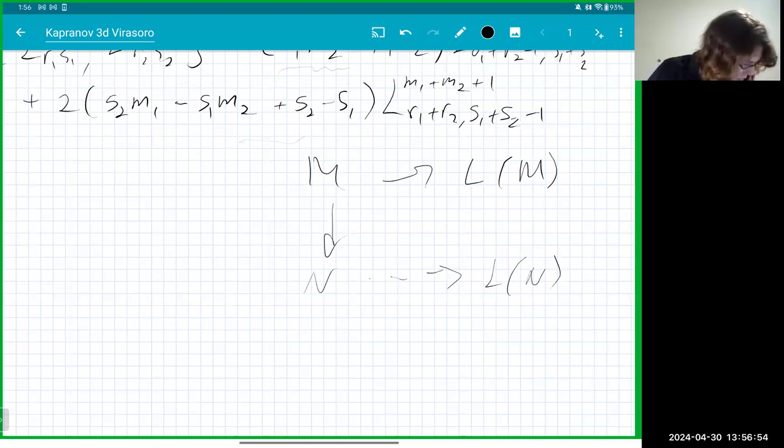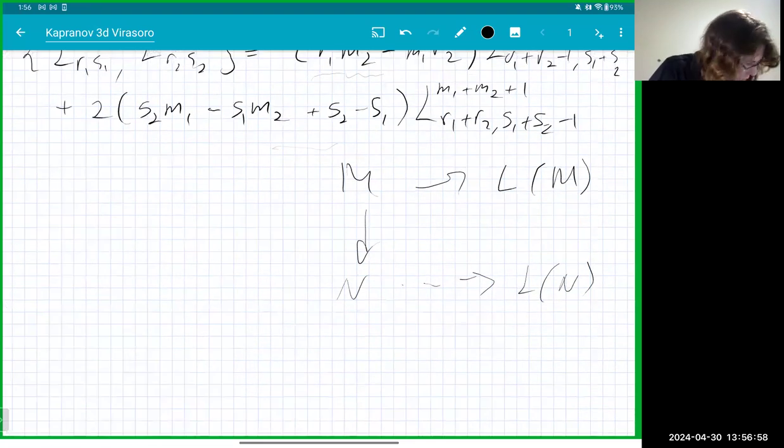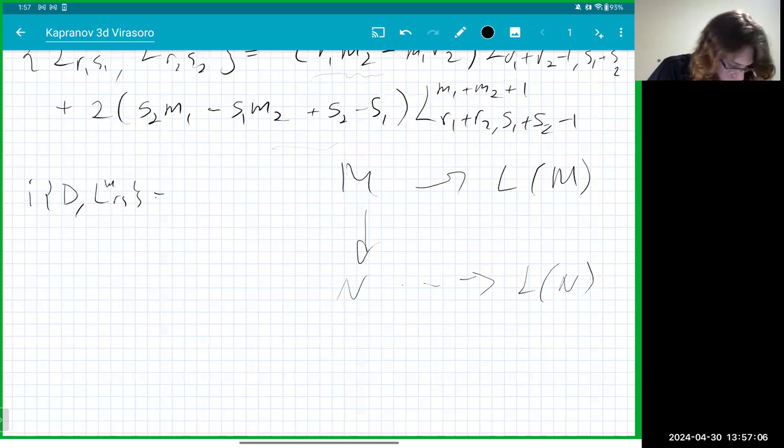In fact, this basis is very good. It's basically an eigenbasis for all our Cartan elements, so we could calculate the dimensions. So this is our conformal dimension, and this is like spin, so to say.